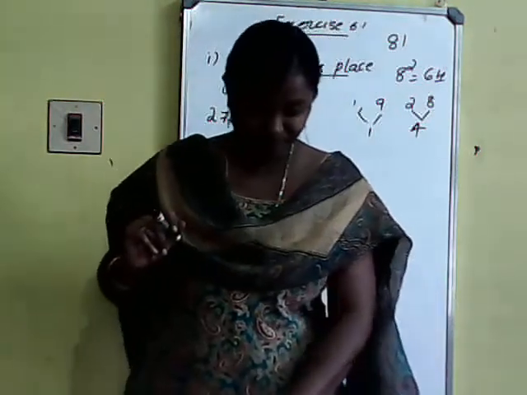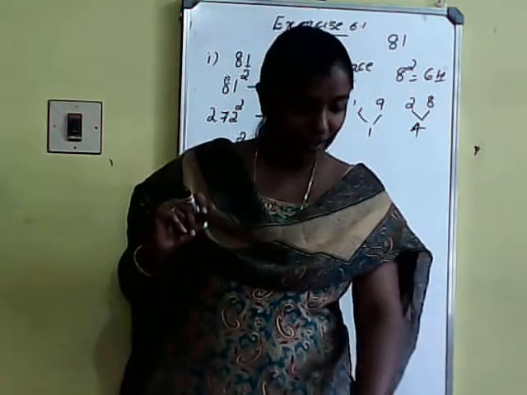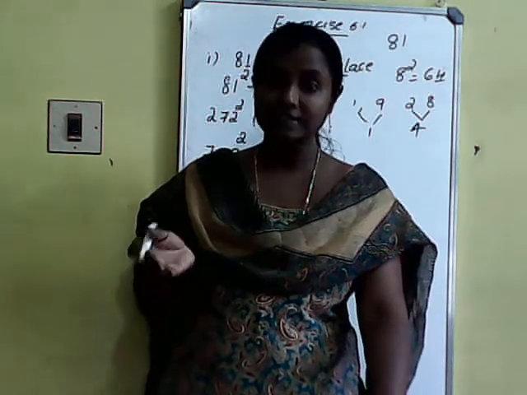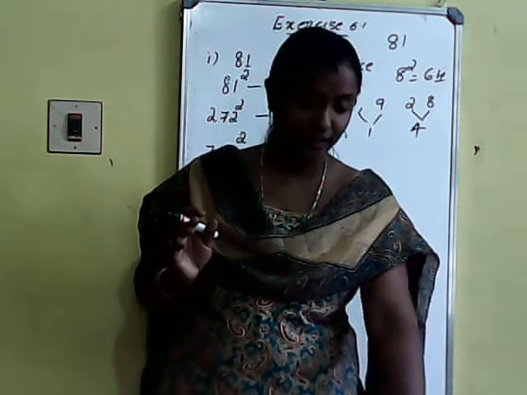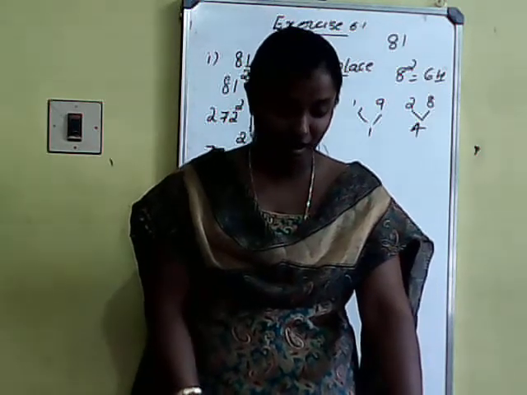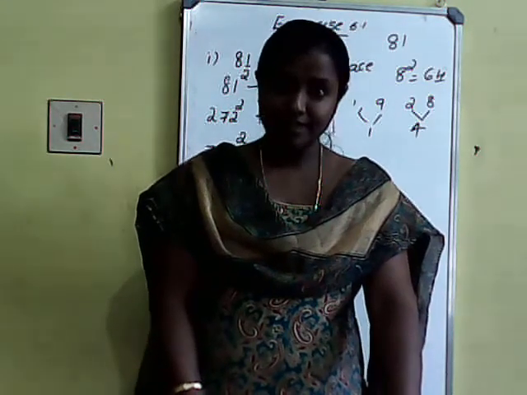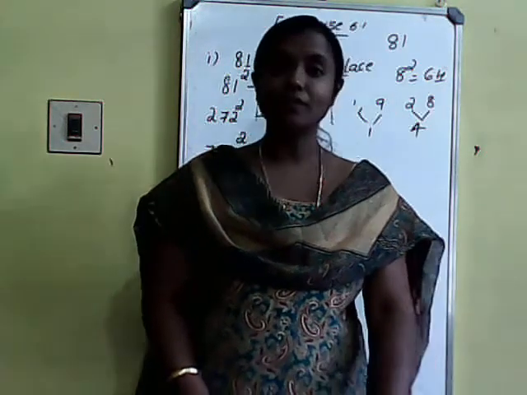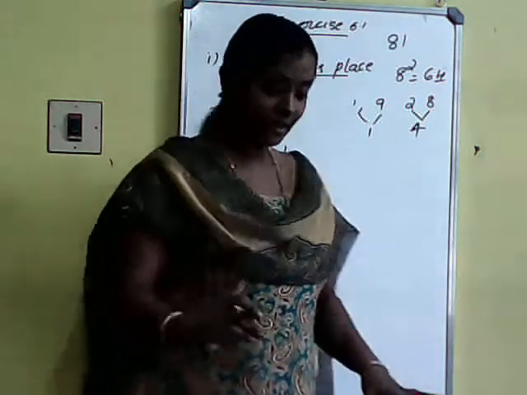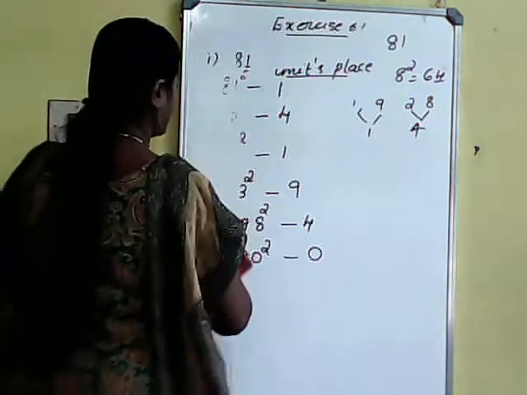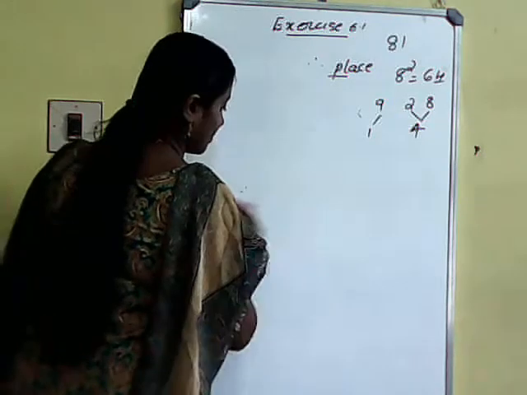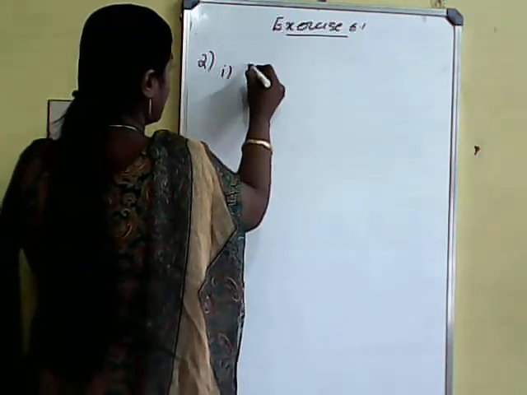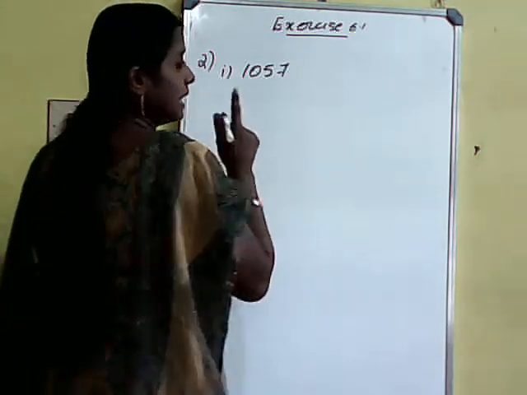Second question. The following numbers are obviously not perfect squares. Give reasons. That means it is clearly not a perfect square. Give the reason. So the first one is 1057.